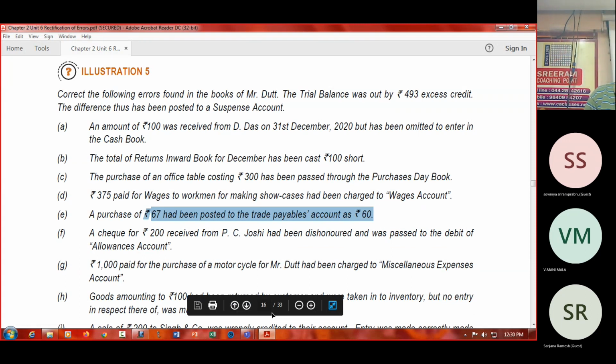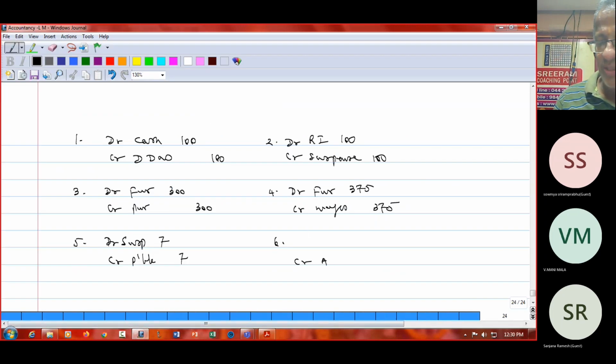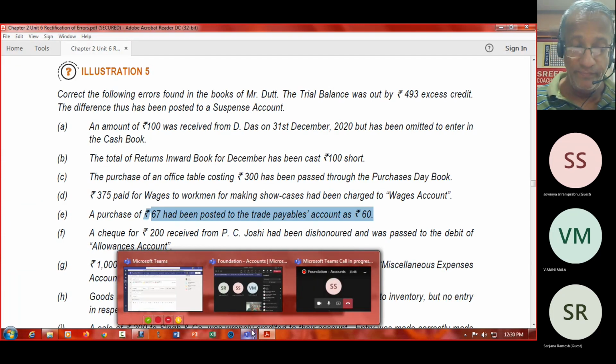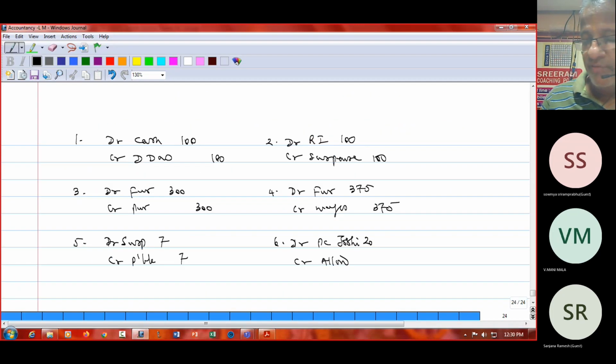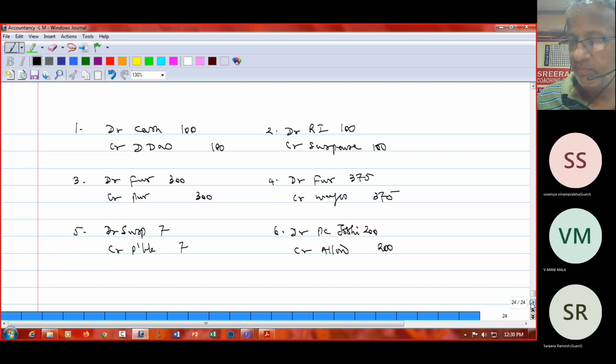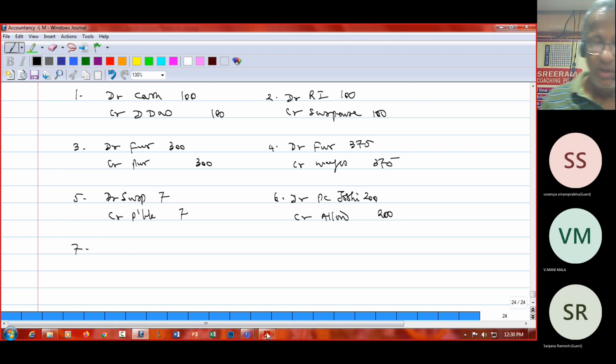Are you understanding? Next one, a check for rupees 200 received from PC Joshi has been dishonored and was passed to the debit of allowance. This is only a principal error. They did not know that PC Joshi's account should be debited. They debited allowances account, which is not at all required. So credit should be given to allowances and debit should be given to PC Joshi. This is not going to affect the agreement of trial balance. Are you understanding?